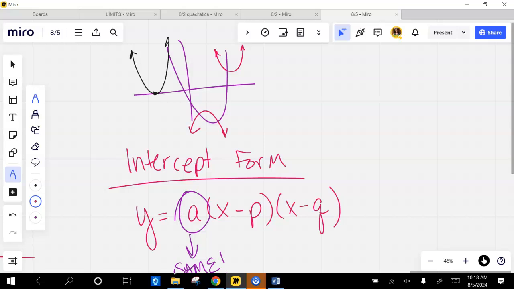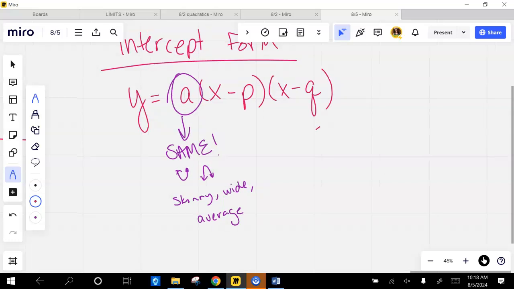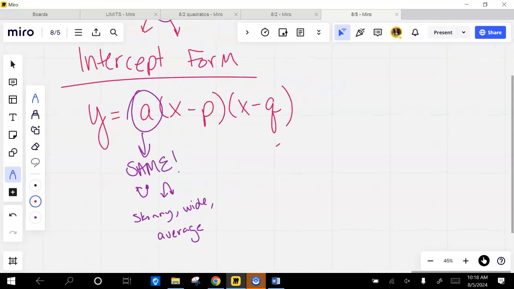We'll actually talk about all three of those scenarios in this unit. Right now, when I'm in intercept form, we're going to be focused on the purple one that's going to go through the x-intercept line. Okay, so it's going to have two, but I wanted you to understand why there's two answers, because it's crossed. Does that make sense? A little bit? Yeah. Thank you. All right, let's see if I can make it make a little more sense. A is the same thing: up, down, skinny, wide, average. P and Q are my x-intercepts, and I have two of them.